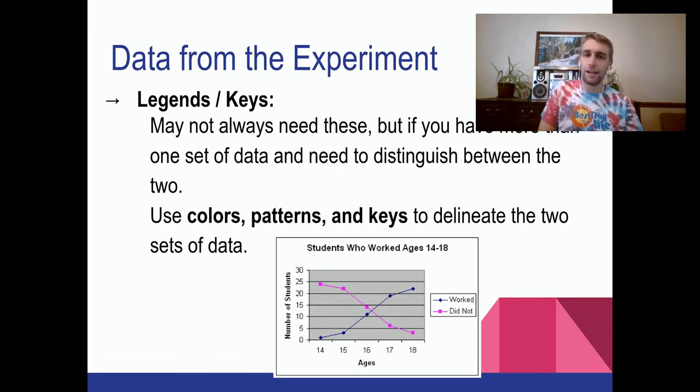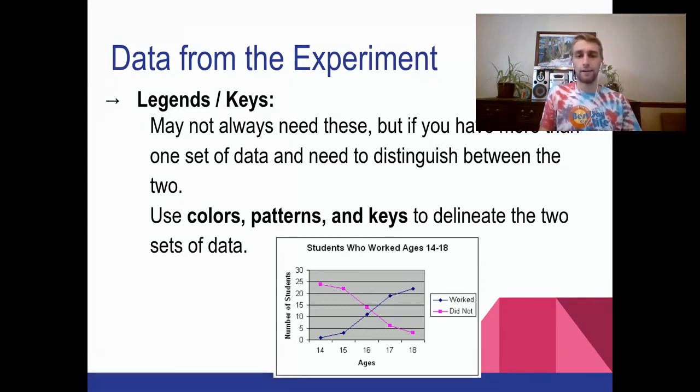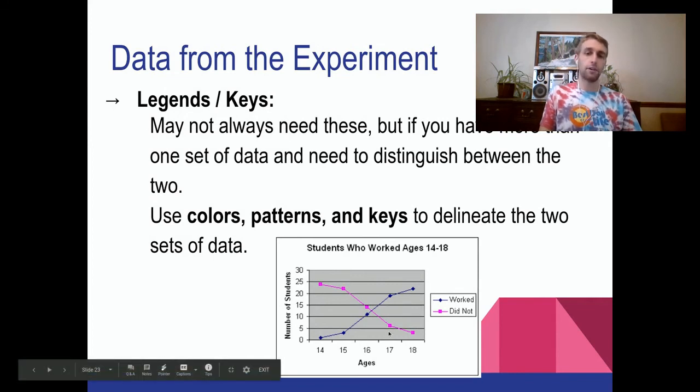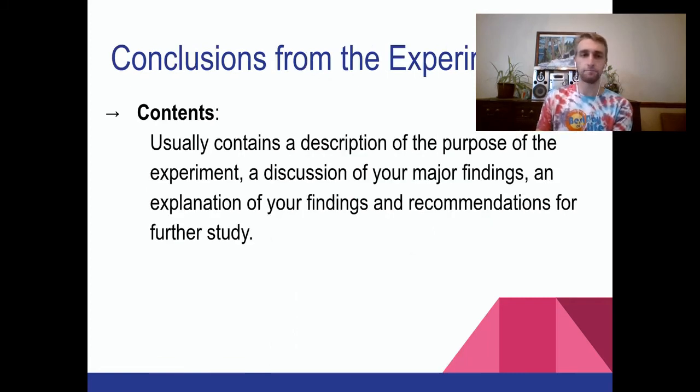So another thing that you sometimes have to include would be a key or a legend. That's just this little box on the side. But the only time you need that is if you have two sets of data on the same graph. So like this one has numbers of students at different ages, but it also lists whether they worked or whether they didn't work. And if we don't have this key, this legend, we don't know which line is which. So if you're looking at your graph and you have multiple lines and someone might not know which is which, it needs a legend or a key. Also, the good news is usually when you're making a graph on a computer, it'll automatically add that for you.